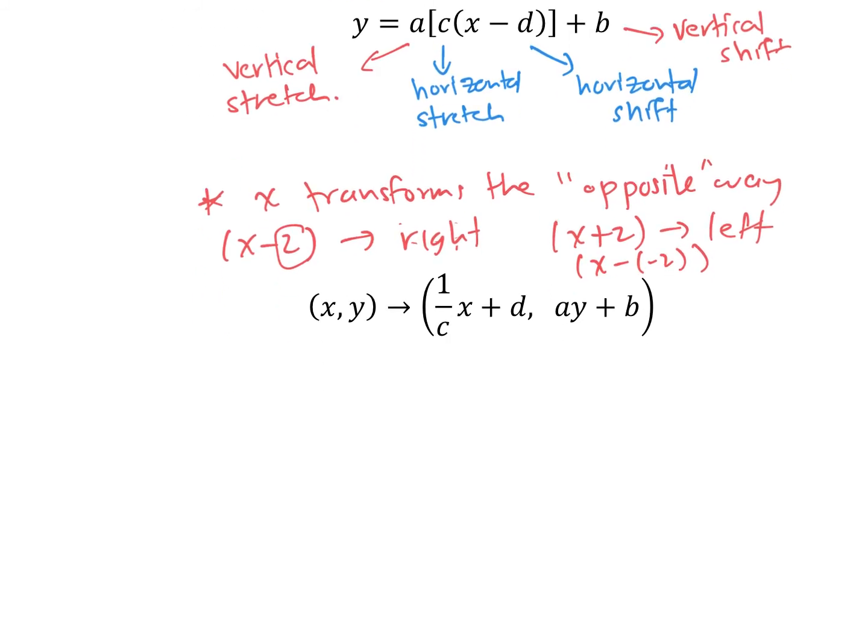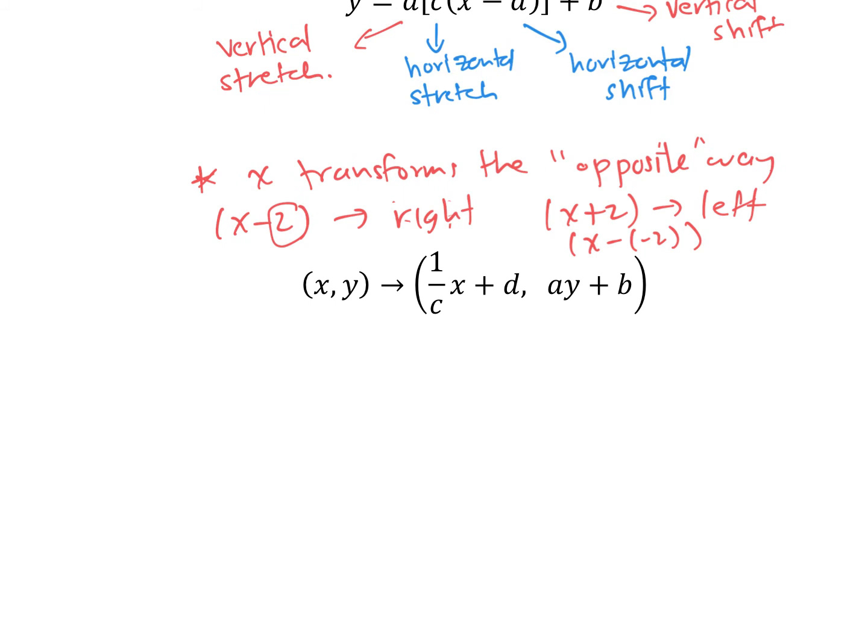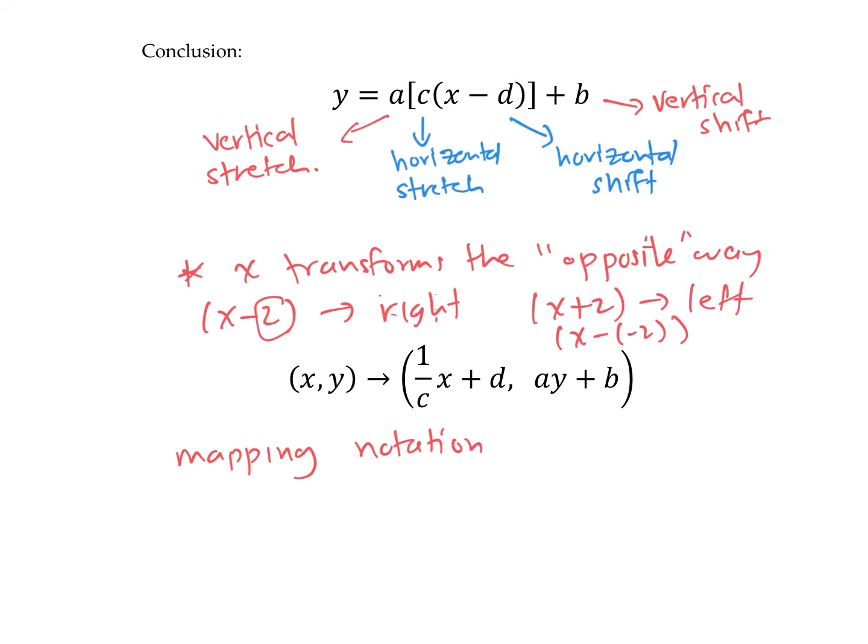So this is my mapping notation. My mapping notation describes how each coordinate is going to be affected by the transformations. So often you will be asked to provide mapping notation. The numbers inside the bracket affect the x. So the d and the c, right? These two numbers are inside, so they're going to change the x coordinate. And they're going to do the opposite, so c will be 1 over c and minus d will be plus d. The a and the b are outside the bracket, so they're going to change the y coordinate. And they do exactly what they say.